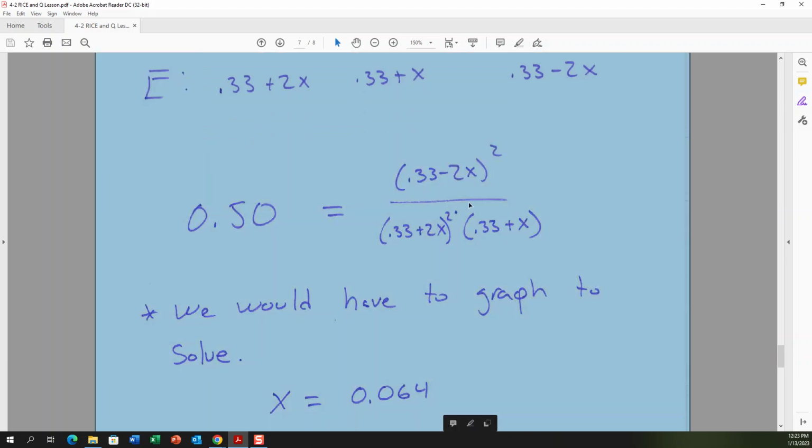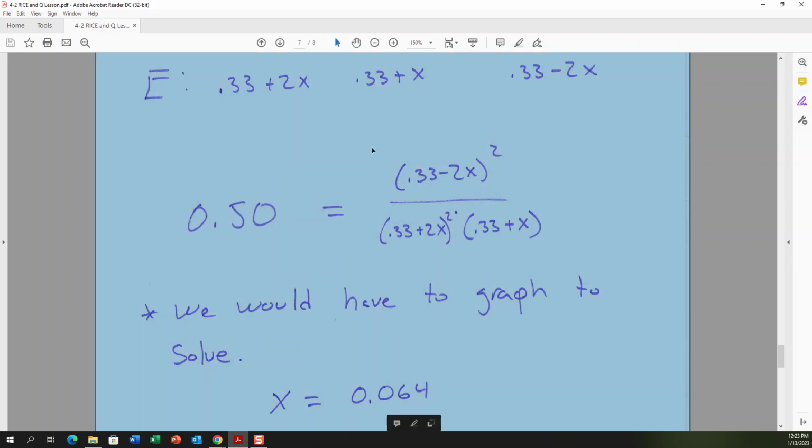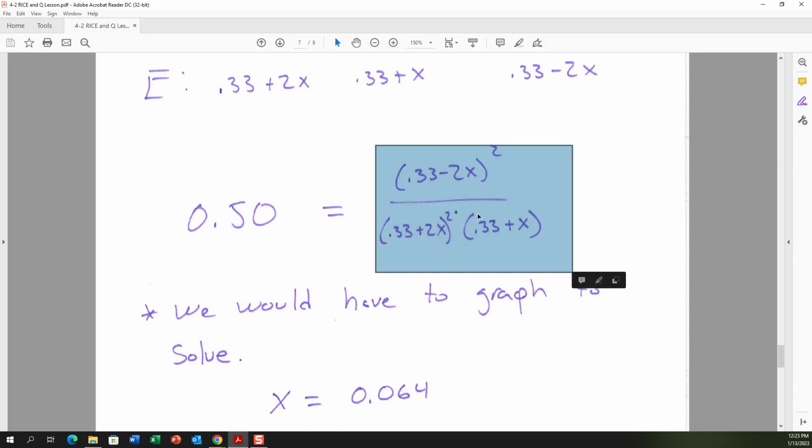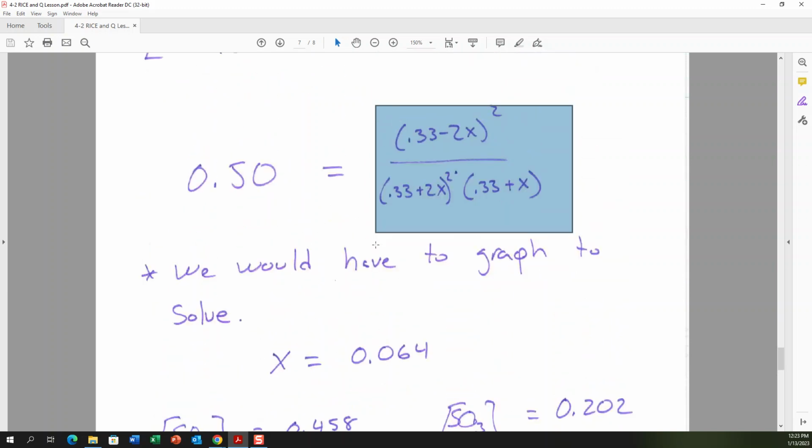If you graph to solve for x, the way you would do it here is you would make y1 equal 0.5, and then make y2 in your graphing calculator equal to this expression. Now, a lot of things can go wrong here. You have to make sure you're using parentheses in all the right spots. If you don't use parentheses where you need to, you're not going to get the right graph.